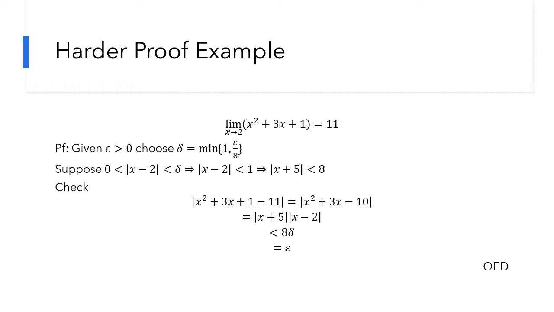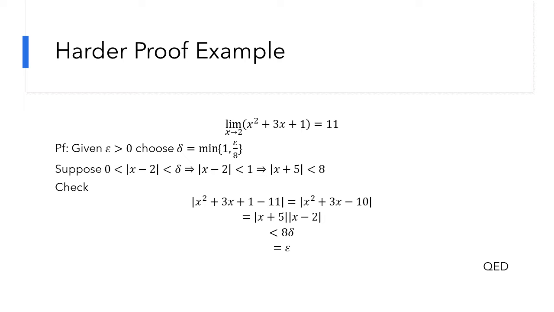Now we can see that |x − 2| is less than delta, which is clearly less than 1. Now, if we add 7 to that, we get |x + 5| is less than 8. So we know that |x + 5| times |x − 2| is less than 8 delta, if we choose delta to be the minimum of 1 and epsilon over 8.